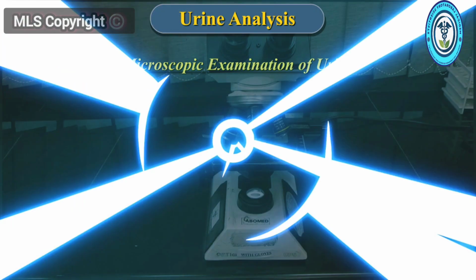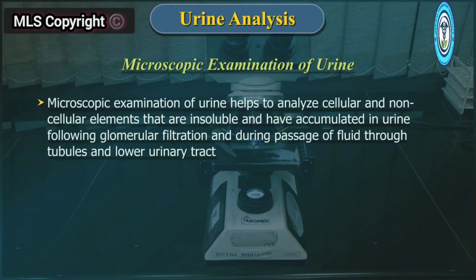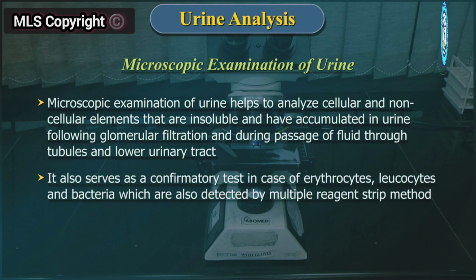Microscopic examination of urine. Microscopic examination of urine helps to analyze the cellular and non-cellular elements that are insoluble and have accumulated in the urine following glomerular filtration and during the passage of fluid through the tubules and the lower urinary tract. It also serves as a confirmatory test in case of erythrocytes, leukocytes, and bacteria, which are also detected by multiple reagent strip method.